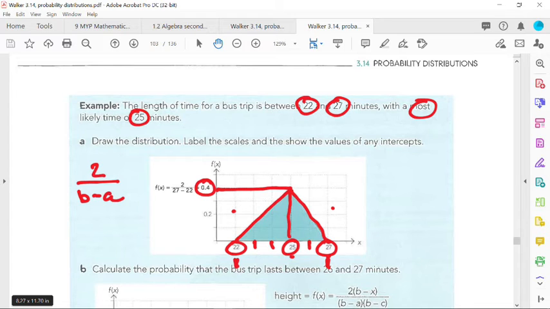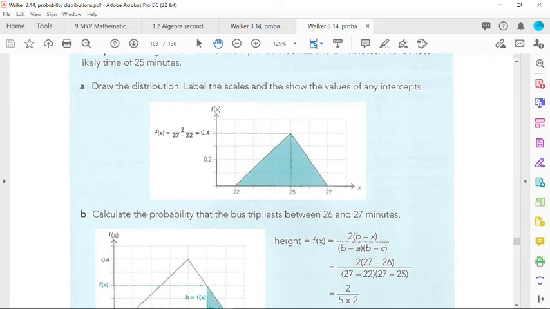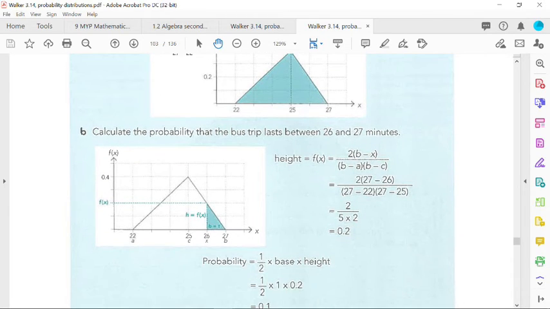So do you see where all those numbers came from? It's just a matter of plugging it in and going. You don't have to memorize any of that. Now let's look at the question. Calculate the probability that a bus trip lasts between 26 and 27 minutes.